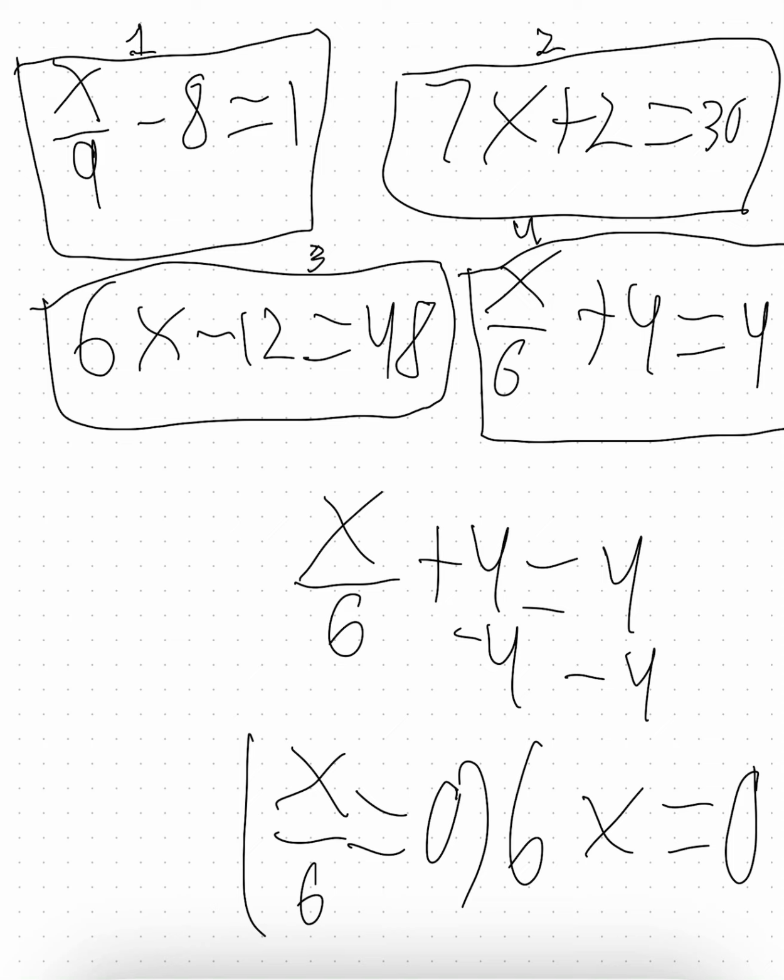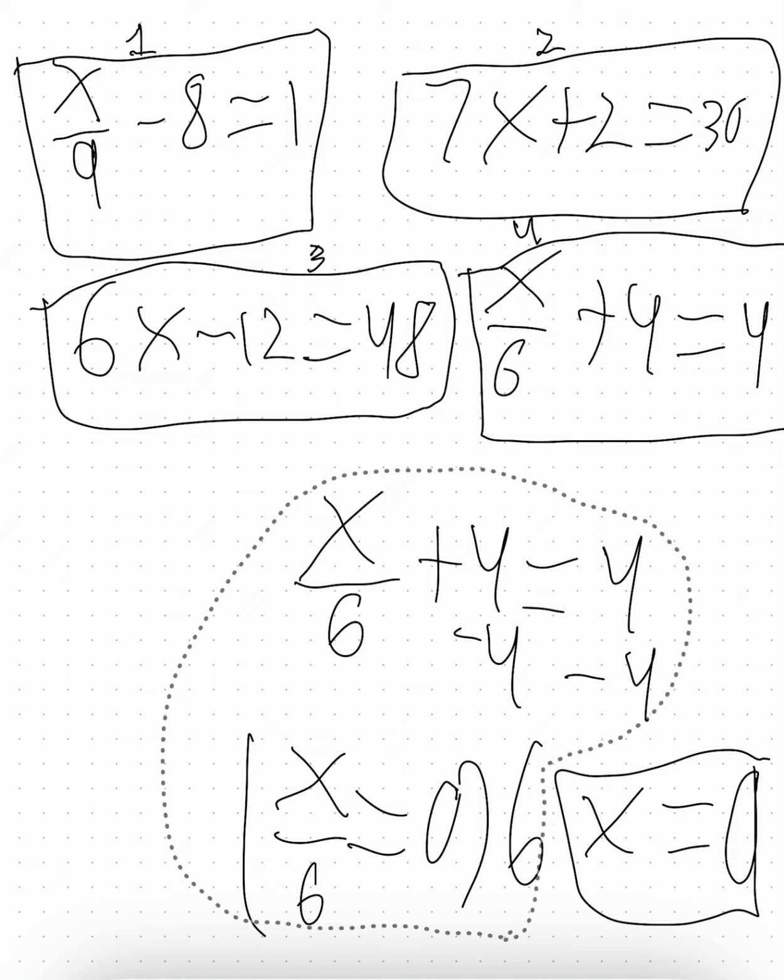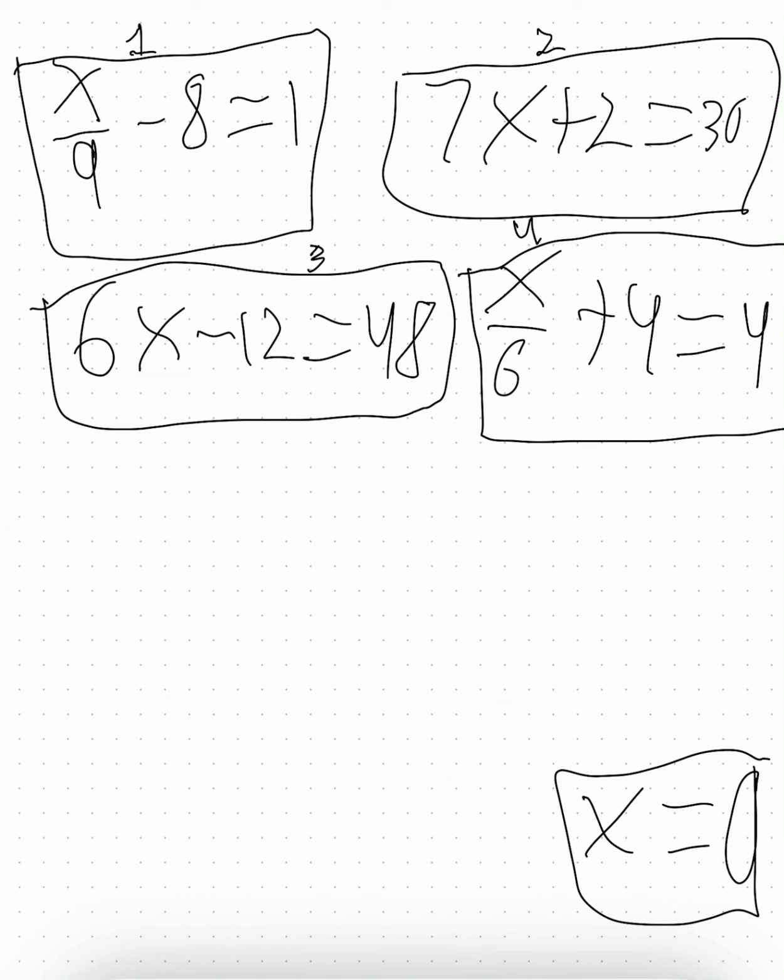Now, let's go back and check. Let's check our work here. So let's plug in 0 for x. We have 0 over 6 plus 4 is equal to 4. Now, a big thing about 0 and dividing is you can have a 0 on the numerator. You cannot have it on the denominator though. Since it's on the top, that works. If it was on the bottom, if it was like 6 divided by 0, that would be undefined, which you'll see more once you progress in math.